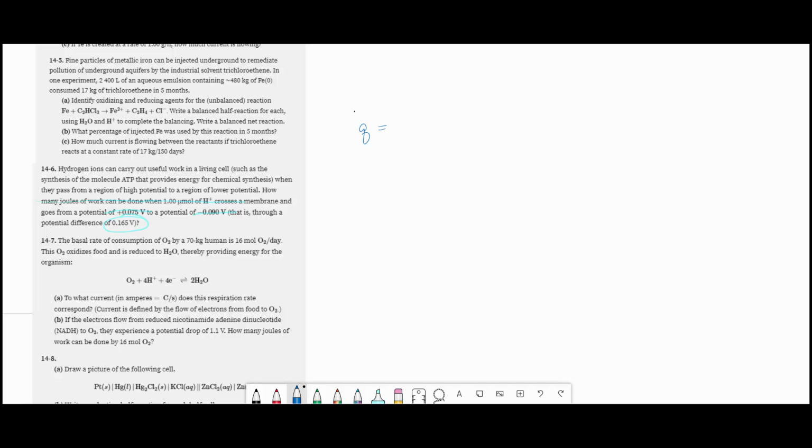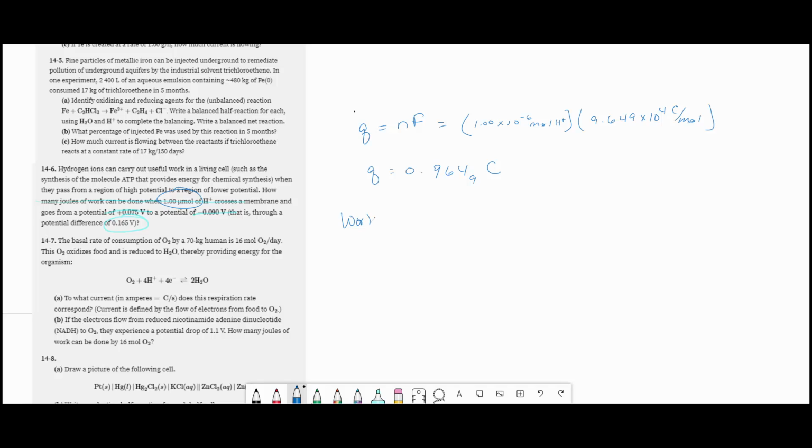So we're looking at Q equals nF first. And that's going to give us, let's see, we have 1.00 times 10 to the negative 6 moles of our hydrogen ion. That is our 1 micromole. And we're going to multiply that by our Faraday, 9.649 times 10 to the 4th coulombs per mole. That's going to give us our coulombs. So Q is 0.0964, and then I have more digits, but 9 comes after.